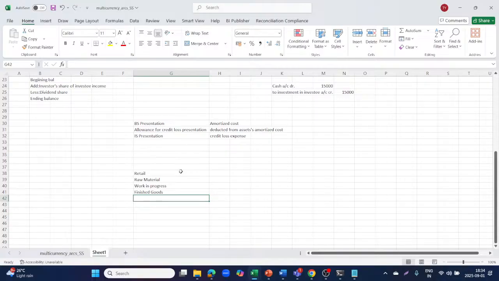And the title passes to the buyer only when the buyer receives the goods from the carrier. Now, what's buyer's inventory? For FOB shipping point, the title passes to the buyer when the seller delivers the goods to a common carrier. When the seller delivers it, then it becomes the buyer's inventory.